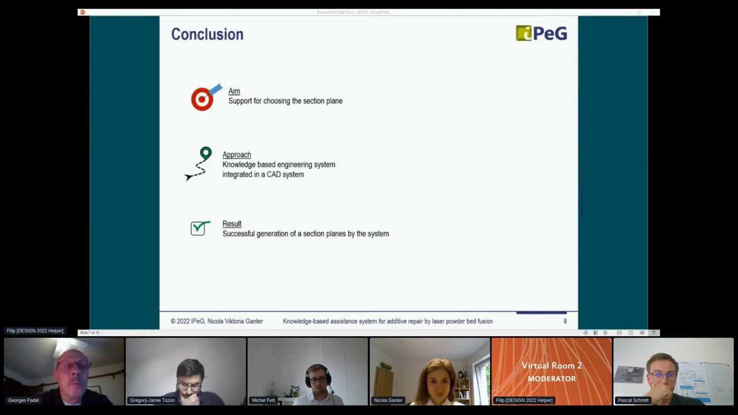In order to test the reliability of the developed expert system, it was applied to different components. The system generates successfully a section plane for all considered use cases, which ensures that the damaged part area is completely removed. However, the application of the system also demonstrated limitations. The system does not recommend the most suitable section plane with respect to the evaluation criteria under certain circumstances. In the future, we want to address these limitations and further improve the system.